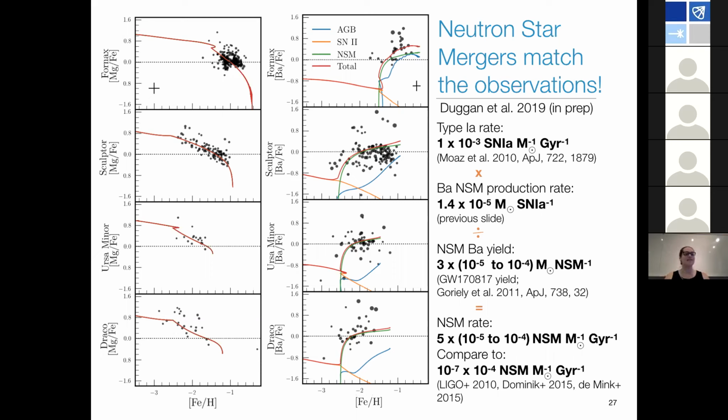And so if you compare this to the range of neutron star merger rates predicted, we are within the range. As you probably know, this is a large range from 10 to the minus 7 to 10 to the minus 4. And so that's where you can really see that we'll provide a very unique constraint on the neutron star merger rate and or yield.